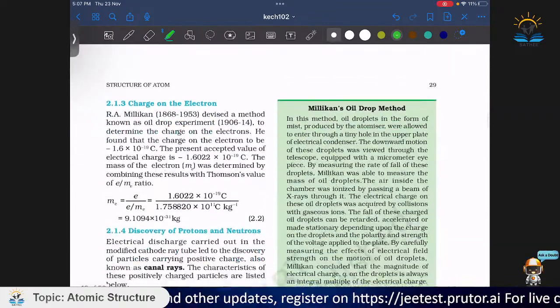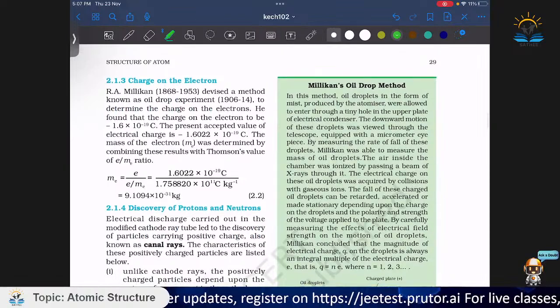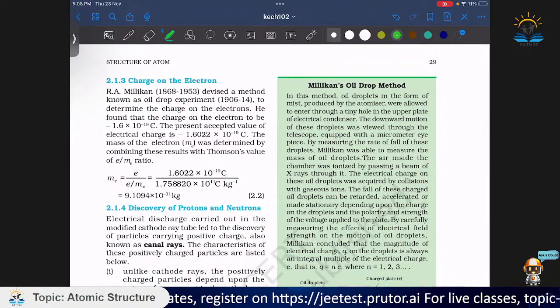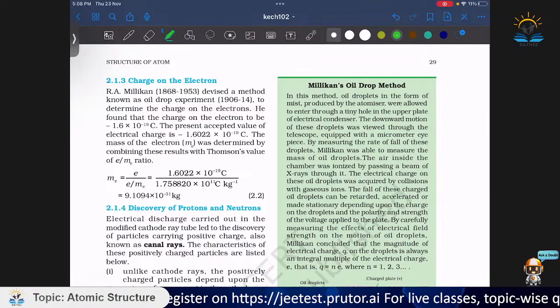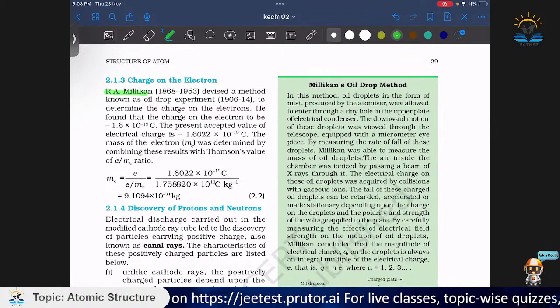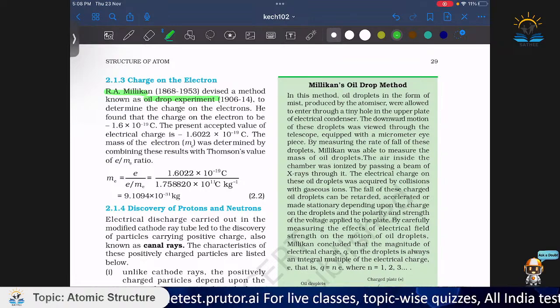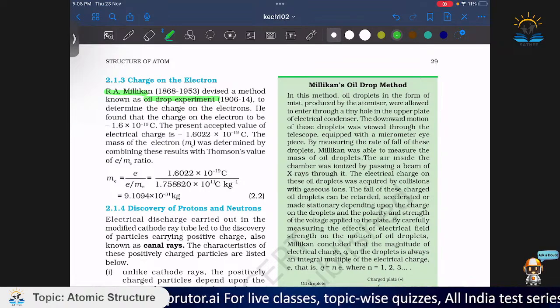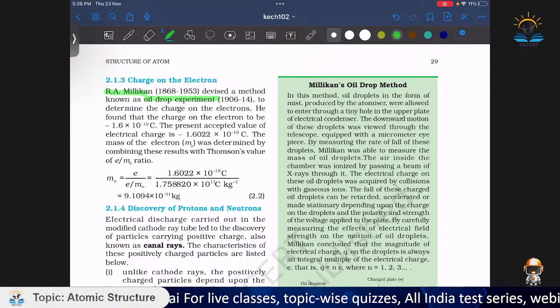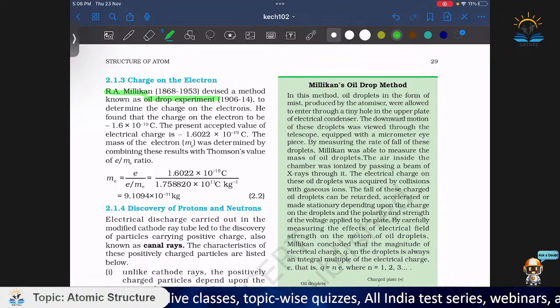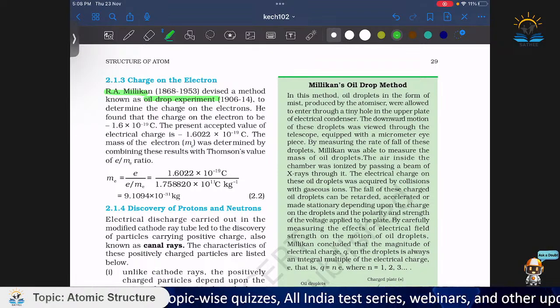Then we have the charge on the electron right now, but how did we find it? So there was the scientist Millikan. He had an oil drop experiment. He dropped a small, negatively charged oil drop, whose mass he knew, and the present accepted value for electrical charge is this. The mass was determined by combining these results with Thomson's value.